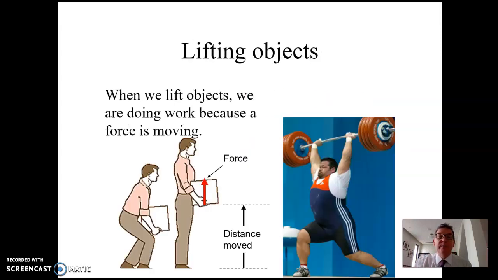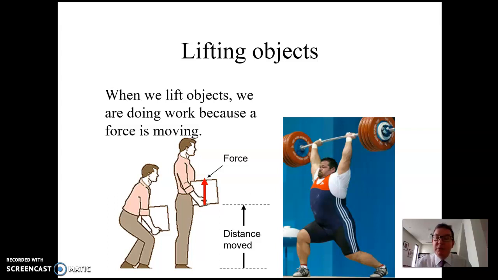Okay, now I'm going to take you back to last week's lesson, when we were looking at work. And if you remember, work is the amount of energy we change when a force moves. One example we looked at is when we lift an object into the air. Because we're using a force to lift the object up, and when we're moving upwards, we are moving in the direction of the force. So there we are doing work.